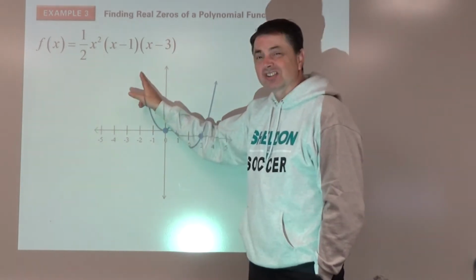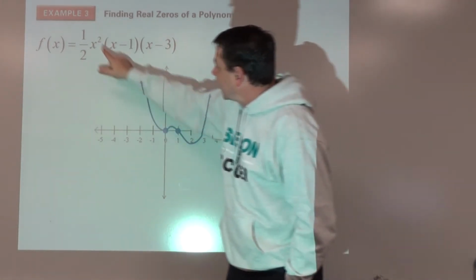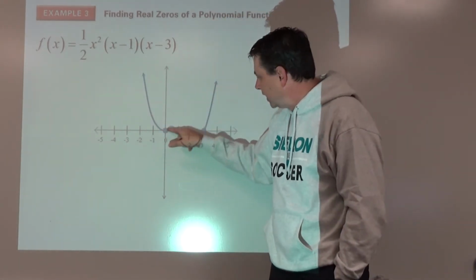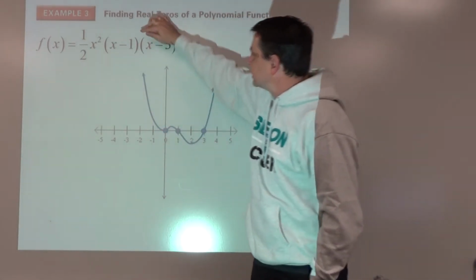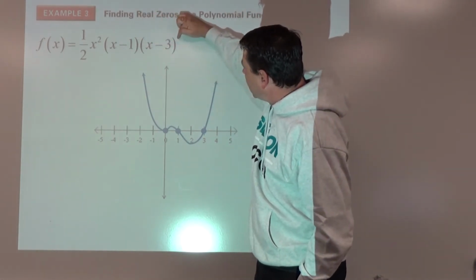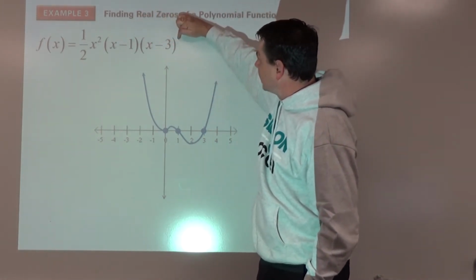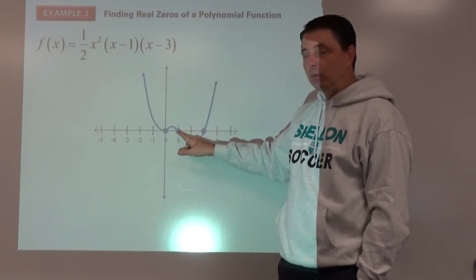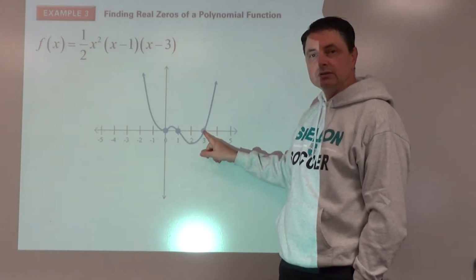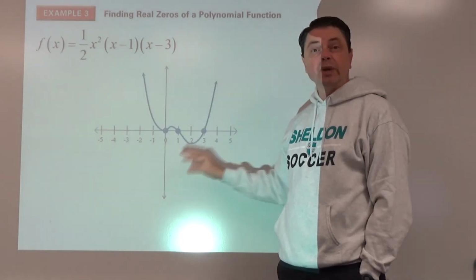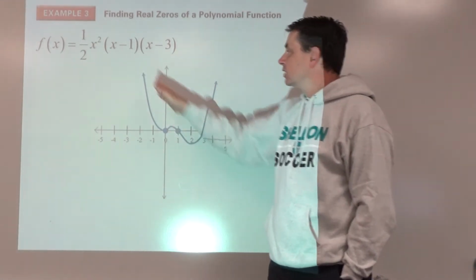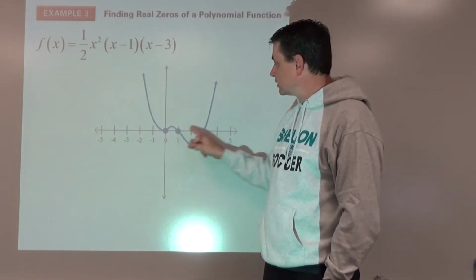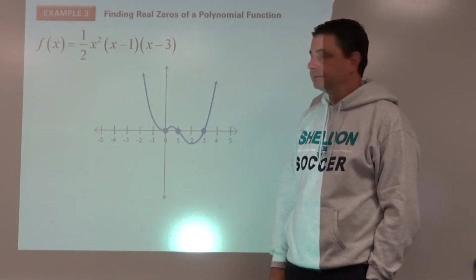And remember, we said it starts high and ends high. And at 0, since the exponent is even, it's going to bounce there. And then since the exponent here is odd, to the first power, we're going to cross at the 1 and at the 3. So all the information is confirmed. Starts high, ends high. Bounces here, crosses, crosses. We got it.